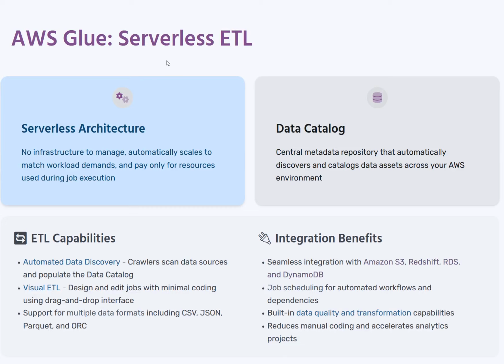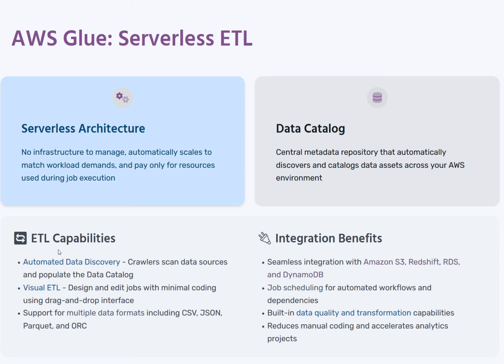Okay, so Glue, serverless ETL, extract, transformation, loading. So serverless architecture, no infrastructure to manage, automatically scales to match workload demands, pay only for the resources used during the job execution, right? Central metadata repository that automatically discovers and catalogs data access across your AWS environment. So ETL capabilities, automated data discovery.